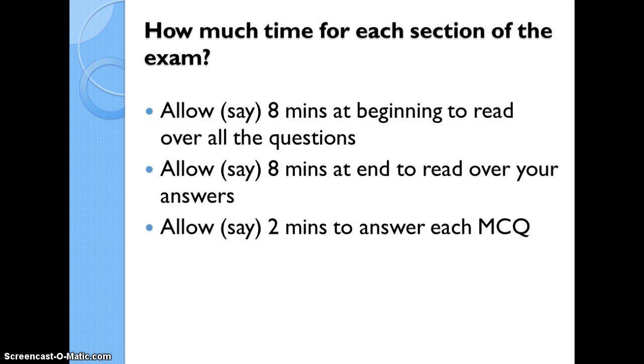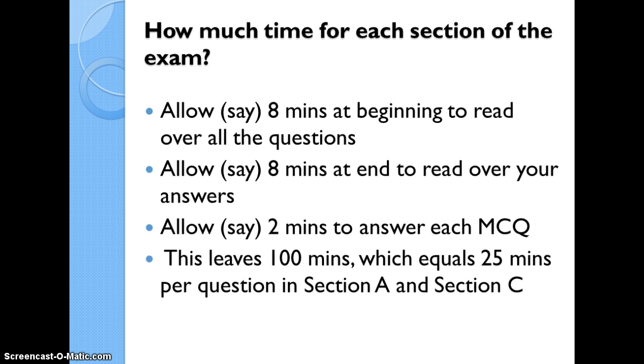Let's say that you allow a maximum of 2 minutes to answer each multiple choice question. That's 32 questions at 2 minutes each. That's 64 minutes in total. That should leave you a total of 100 minutes. That equals 25 minutes per question in section A and 25 in section C. Now obviously it's up to you. You need to make your adjustments accordingly, but that might just provide you with a very, very rough guide.